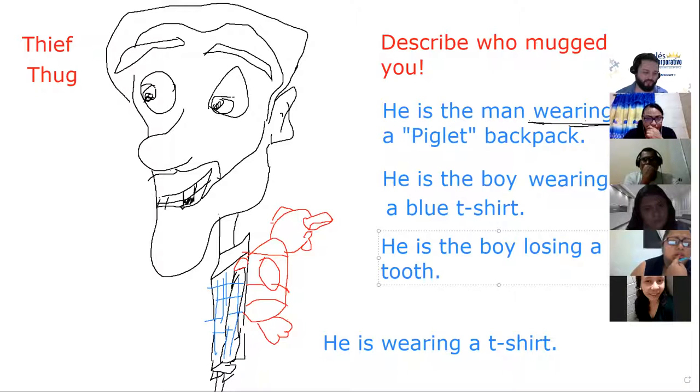Right, Carlos Barrientos. So you say he's the boy missing, okay? Marcela was right, missing a tooth, right? You cannot be losing, okay? Because losing is a repetitive action, right? How can you say él es el tipo que está perdiendo un diente? You cannot be losing a tooth, okay? You guys are getting me confused there.